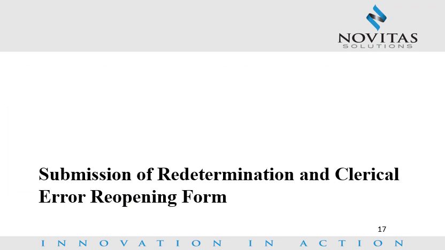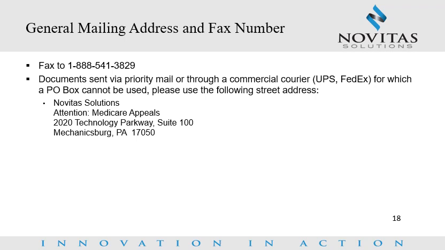Submission of redetermination and clerical error reopening form. General mailing address and fax number. Once your form is completed in its entirety, you can fax the supporting documentation with the redetermination and clerical error reopening form. This can be used as the cover sheet to our appeals department at 1-888-541-3829. Please keep in mind, if faxing medical records, they cannot exceed 200 pages.